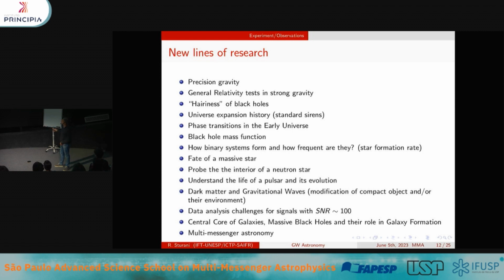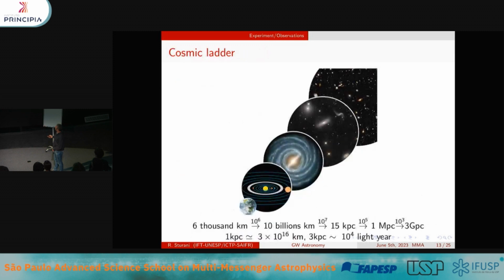And you can do cosmology. I don't think I put down cosmology here because cosmology is the topic of the next slide. Yes, let's go to the next slide. Okay, I promised you to give you an overview of the distances which are at stake.